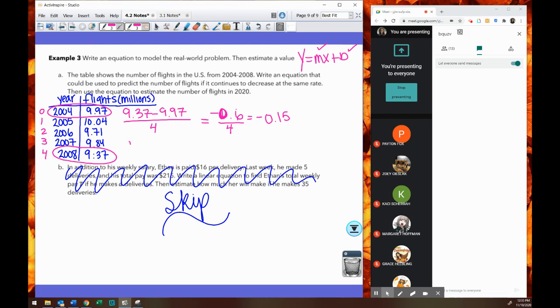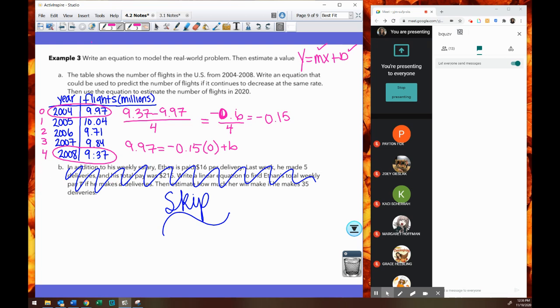My y value is 9.97 equals our slope times the x value to find the y-intercept. So same thing we just did, instead of looking at a coordinate point, we're looking at a table. And I'm organizing these numbers easier. The change still is the same value, but I'd rather work with smaller numbers.